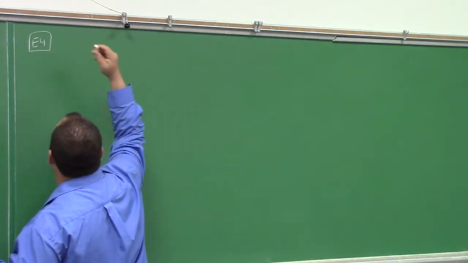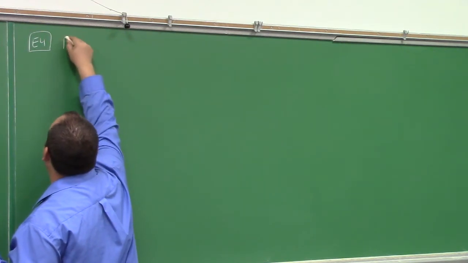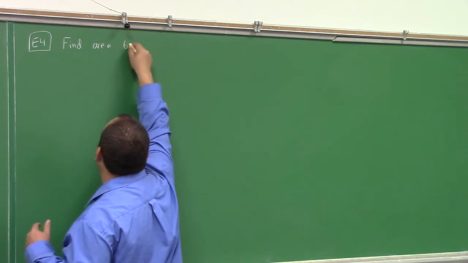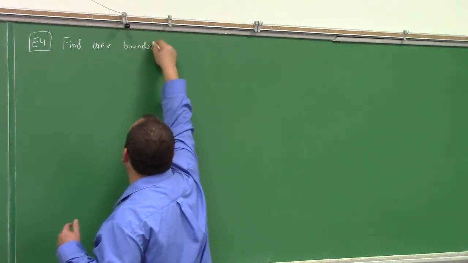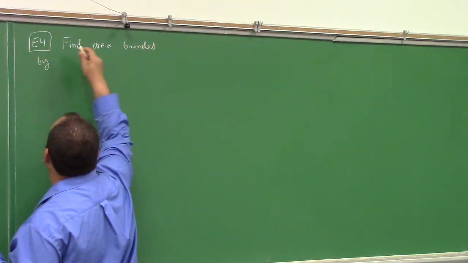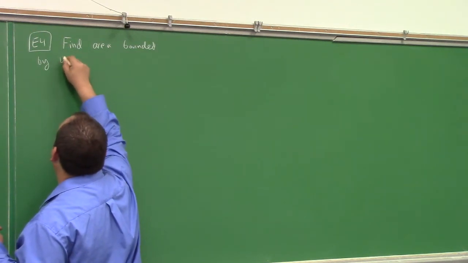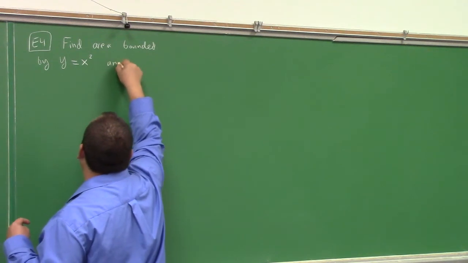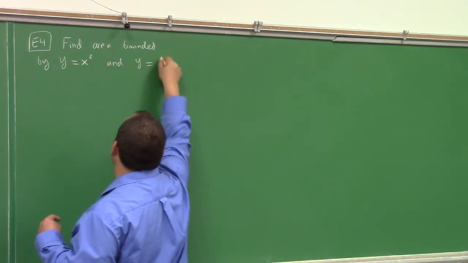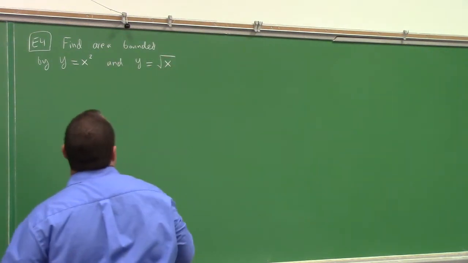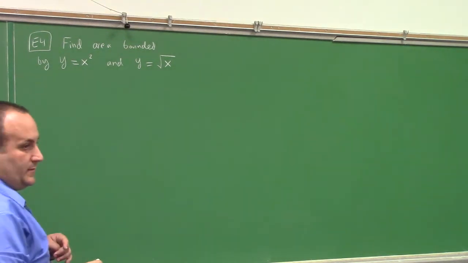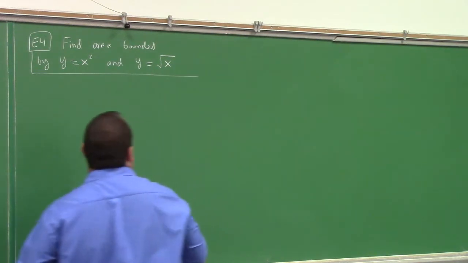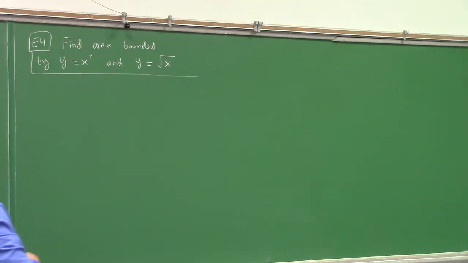So let's consider: find the area bounded by, I'll start with, I almost always do this example. This is a very simple example. y equals x squared and y equals the square root of x. I'll start with this one. This one's a very simple kind of plain Jane example.